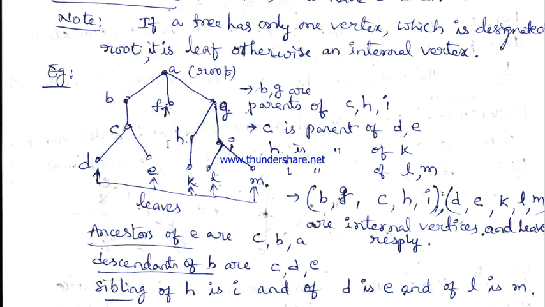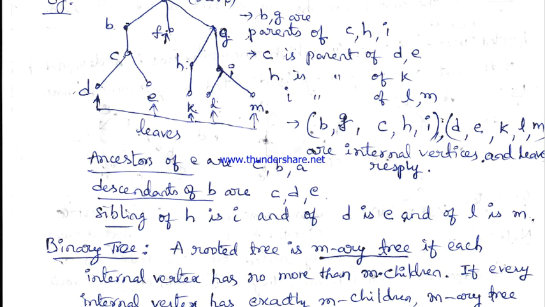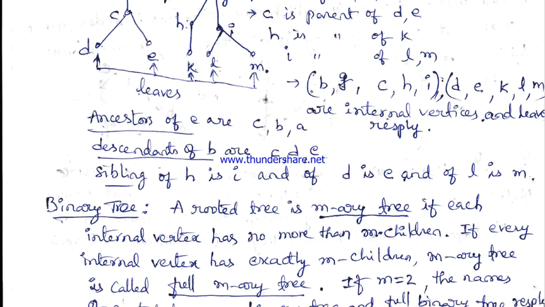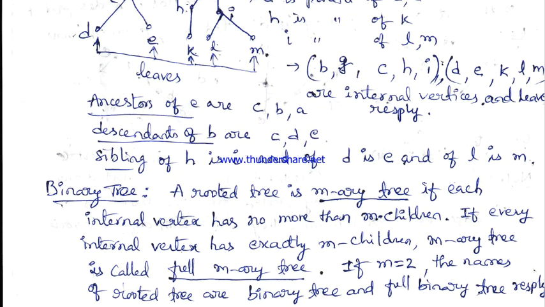Right? Similarly, we can observe from this graph that the vertex F has no child, so this is called a leaf. Similar is the property with the vertices D, E, K, L, M. These 5 vertices also have no children, so these are called leaves. I hope you have all understood the basic terminology of a rooted tree.